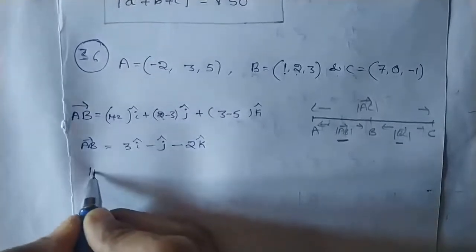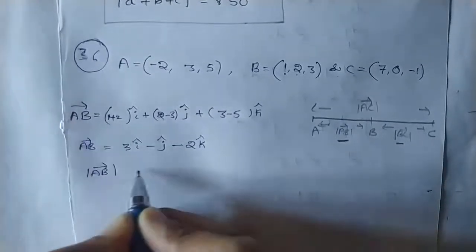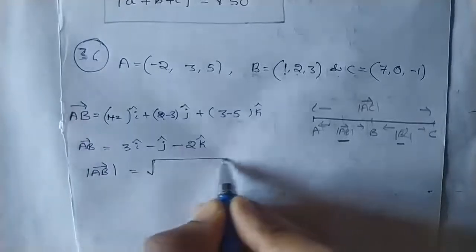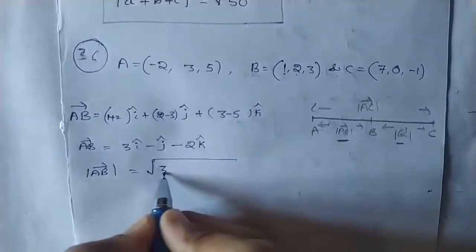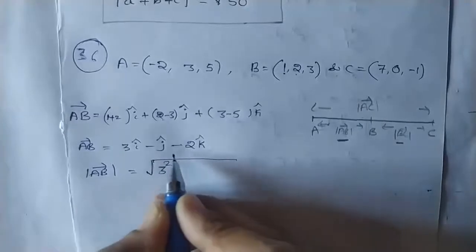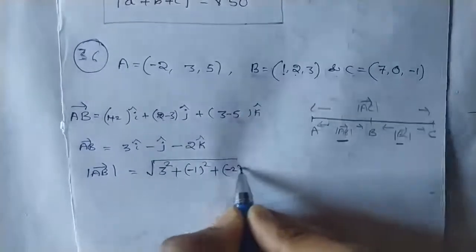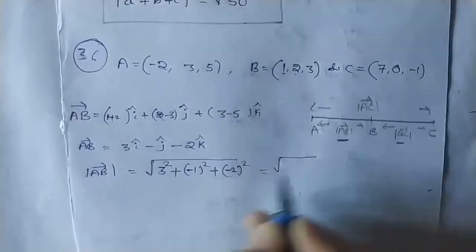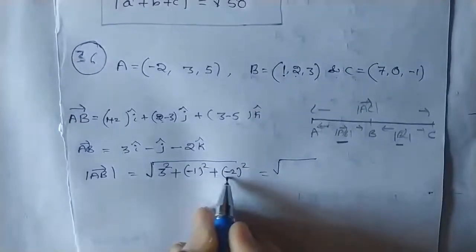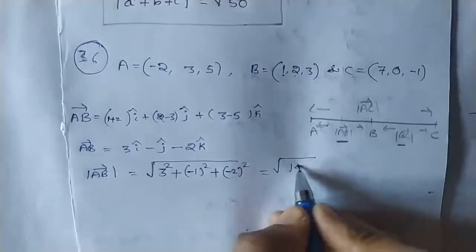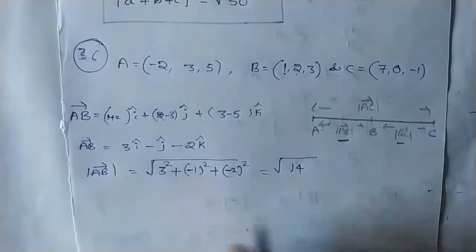Let us find out its magnitude also. How to find the magnitude of AB vector? Square root of i component square, 3 square, plus j component square, minus 1 whole square, plus minus 2 whole square. That is equal to how much? 9 plus 1 is 10, 10 plus 4 is 14. Magnitude of AB vector is root 14.